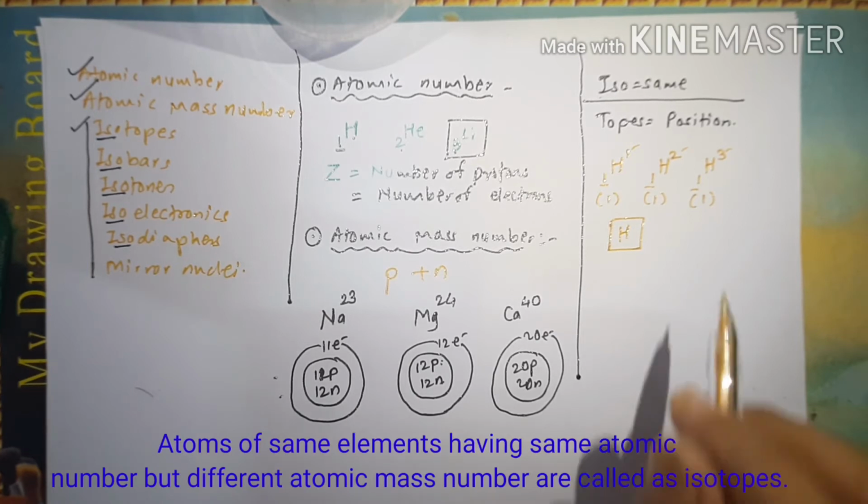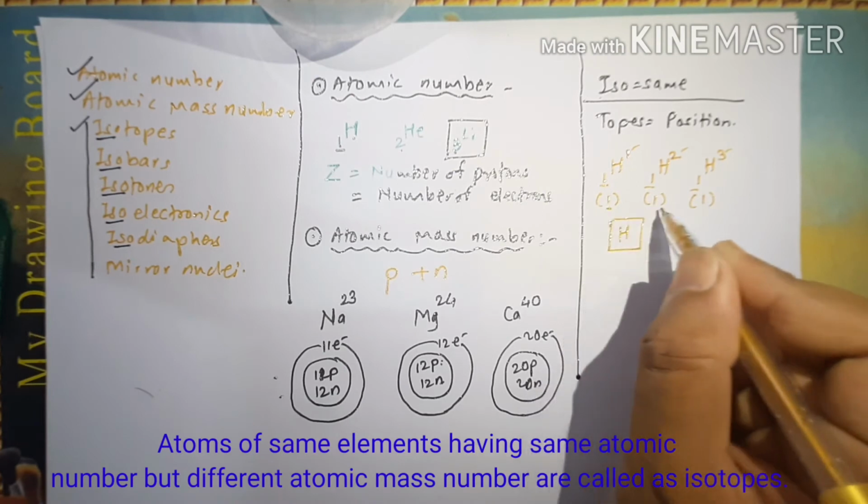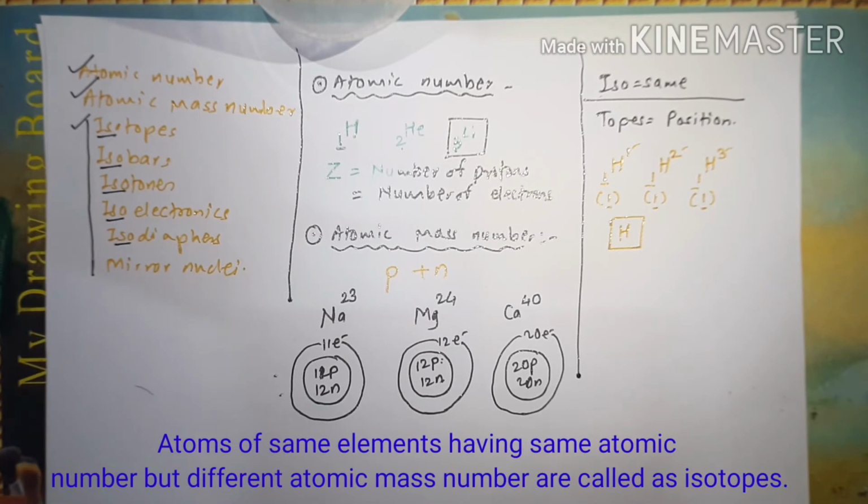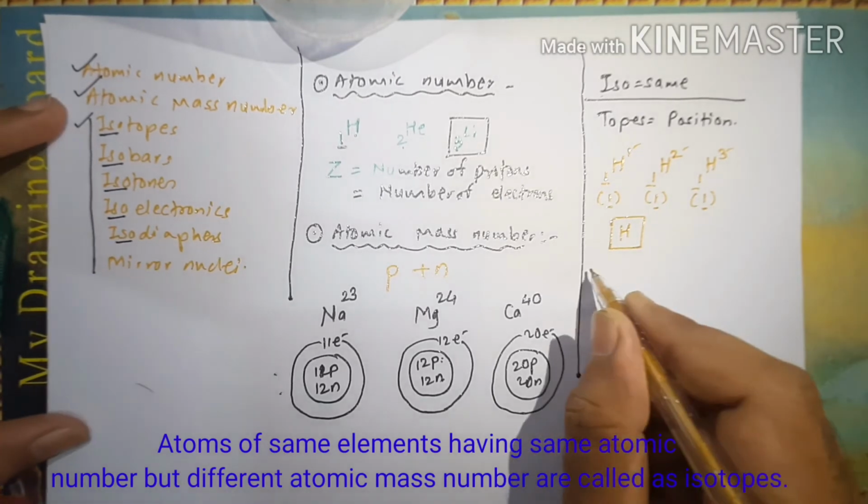Why are their chemical properties the same? Because they have an equal number of electrons in their valence shell. Why do they have an equal number of electrons in the valence shell? Because the total number of electrons is the same, as their atomic number is the same. This is about the isotopes.